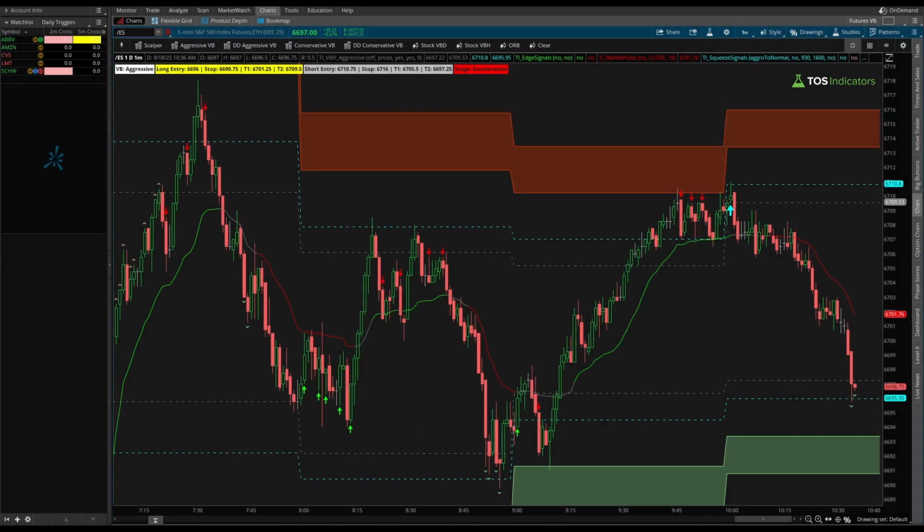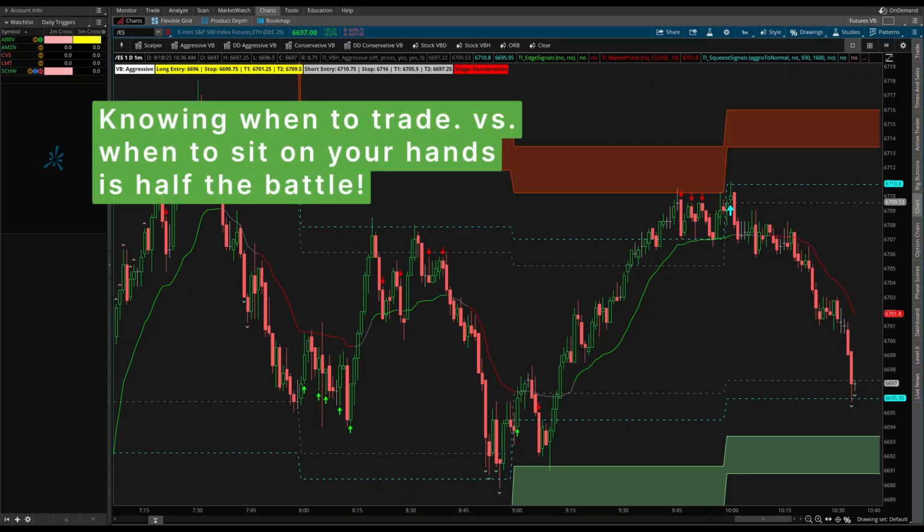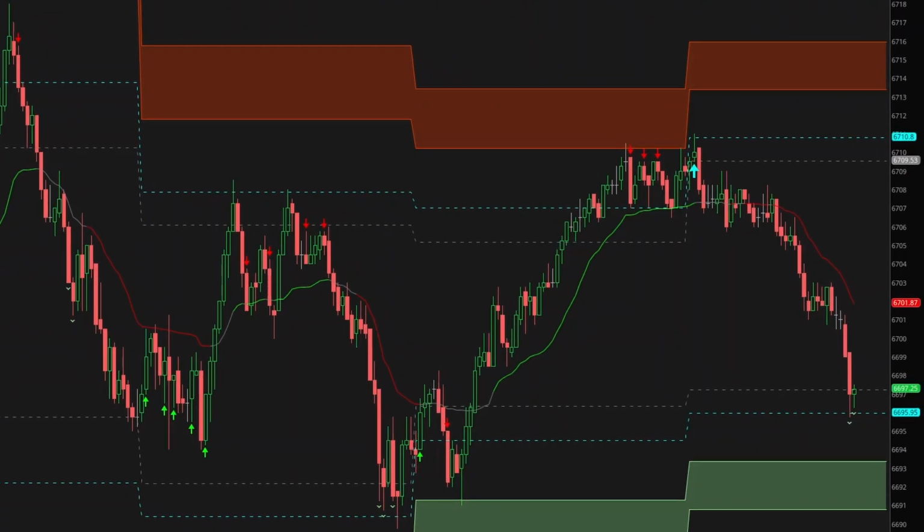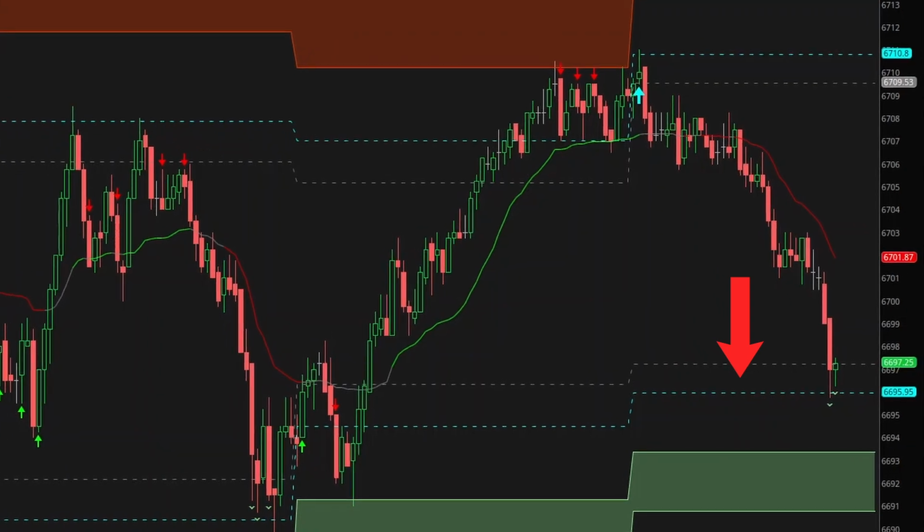Now, the first rule of our setup is knowing when we actually care to trade and when we don't. We only want to trade when we have a volatility edge. And the volatility box models make it really easy to know when you actually have that volatility edge. Whenever price action breaches the cyan entry lines, as we call them, which essentially means whenever price crosses these cyan lines, that's your cue that you officially have a volatility edge.